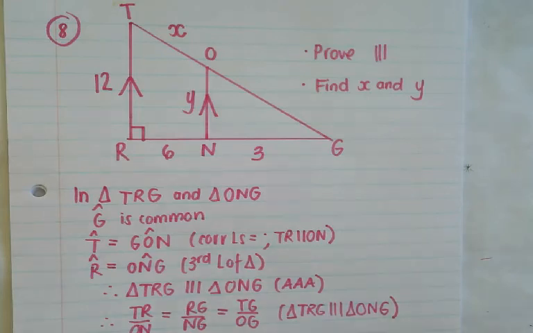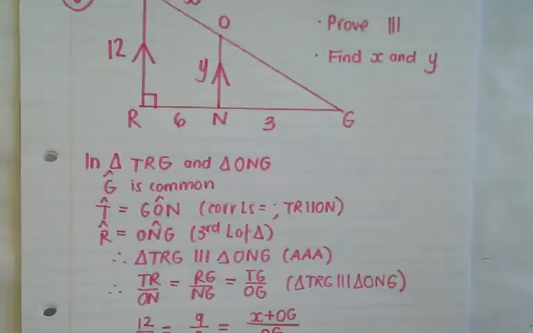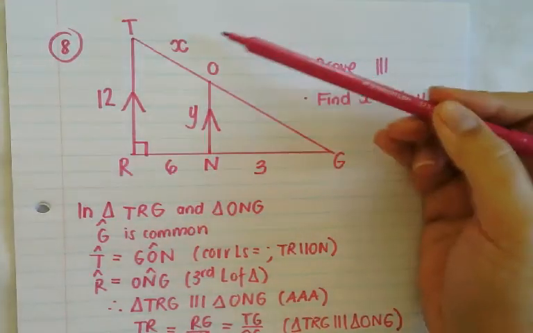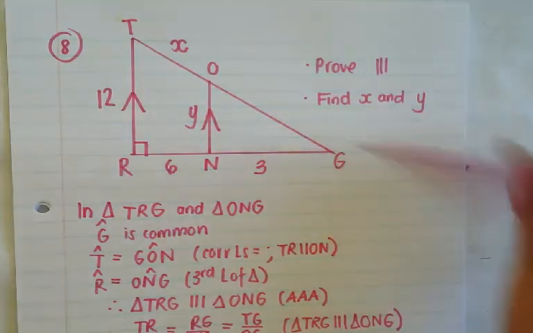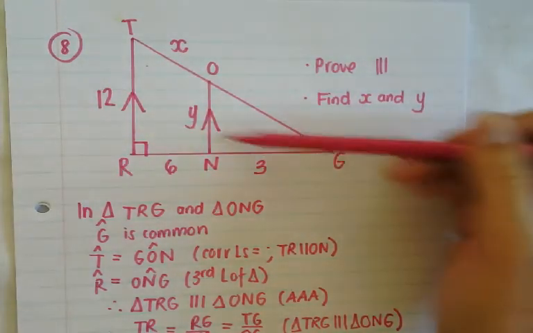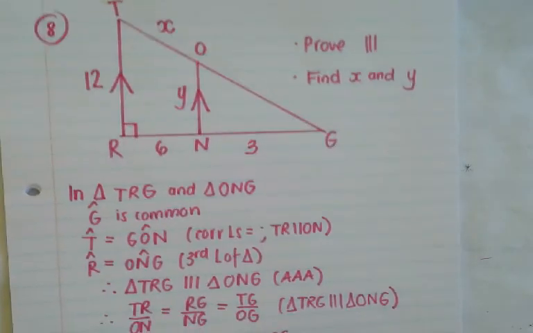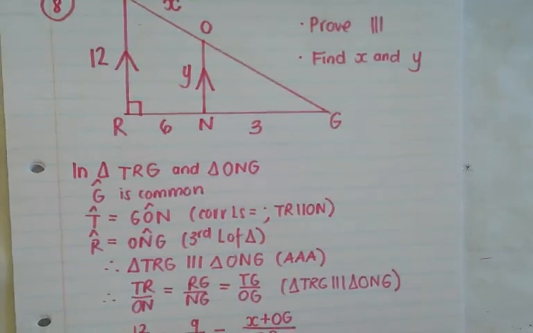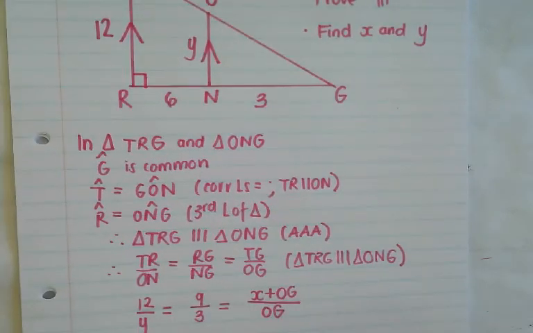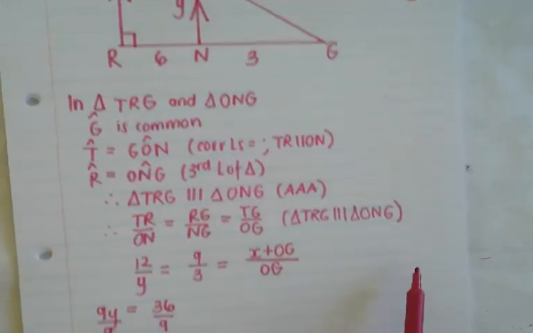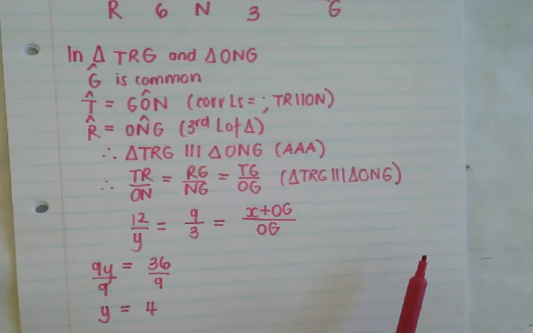Okay, 2 minutes are up. So the proof should not have been a problem since I have parallel lines, corresponding, common, and third angle of a triangle. Okay? Then that means that I can use my ratios. I went and put in my information. I could find y very easily. Y is equal to 4.